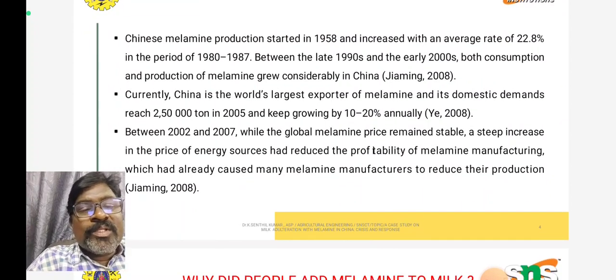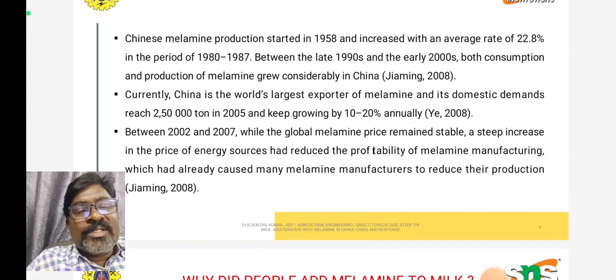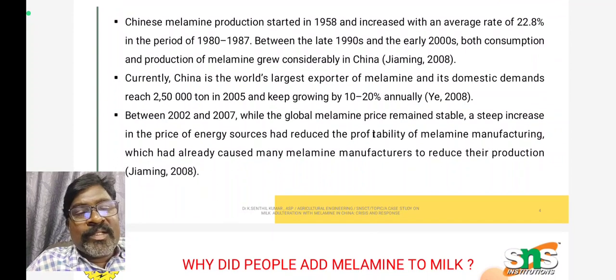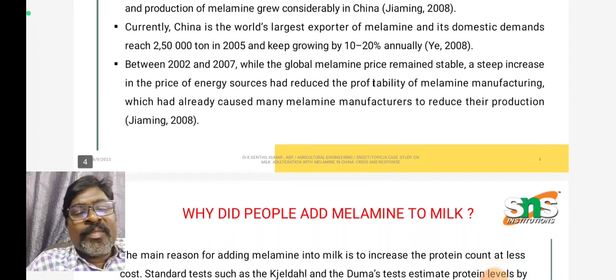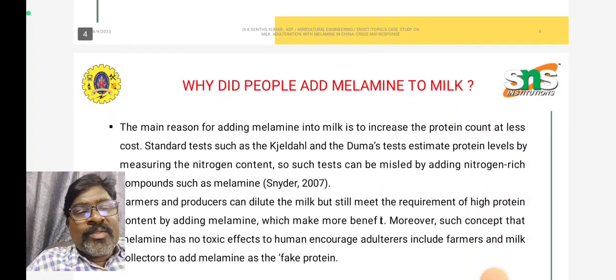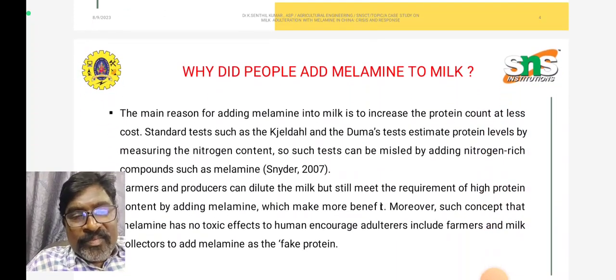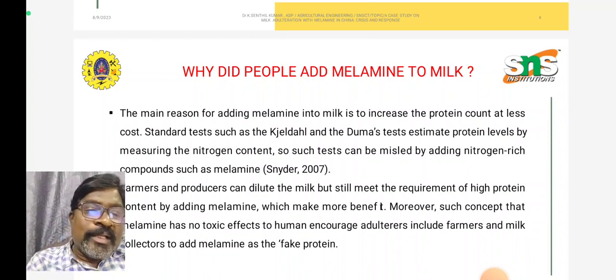Between 2002 and 2007, while the global melamine price remained stable, a steep increase in the price of energy sources reduced the profitability of melamine manufacturing, which has already caused many melamine manufacturers to reduce production. Why did people add melamine to milk? What's the reason? Let us see why they are adulterating the milk with melamine.